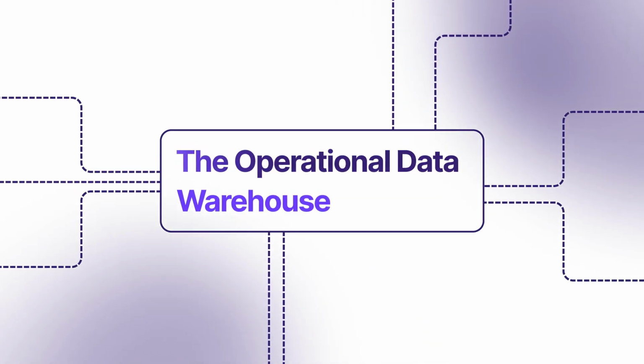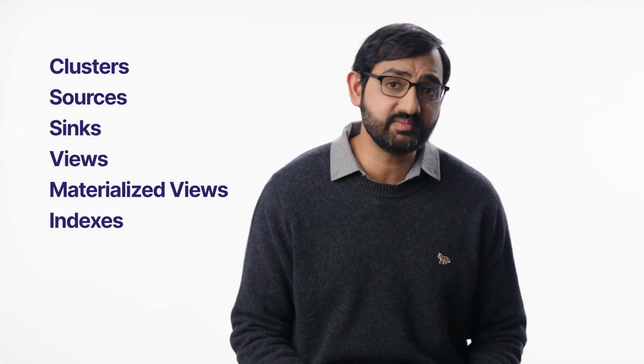Materialize is the operational data warehouse that you can use to build operational workflows on top of streaming data using SQL. Materialize has 6 key concepts you'll need to understand before you get started: clusters, sources, sinks, views, materialized views, and indexes. Some of these are standard database concepts, but even if you're an expert, it's worth a few minutes to learn how you can use these tools most effectively in Materialize.